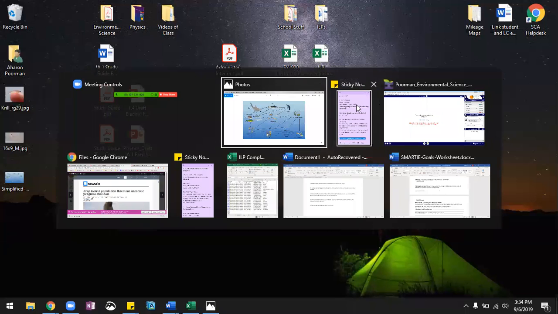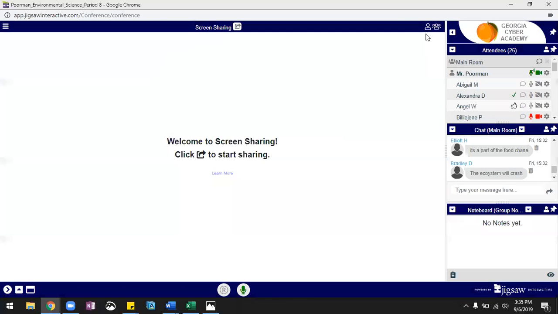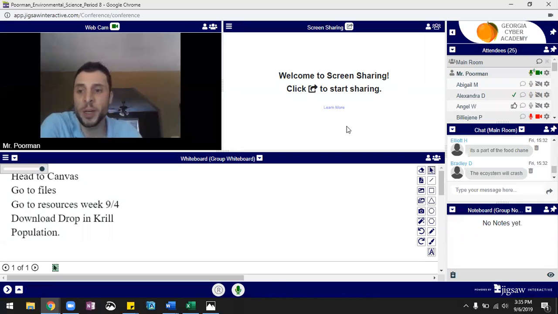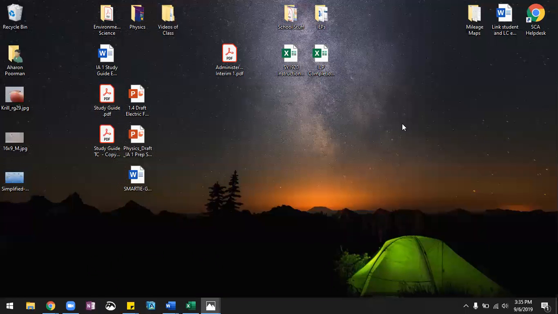I think Elliot said it correctly, right? There's too much competition. And Bradley said the ecosystem will crash because it's all part of this food web, like Elliot was saying. Remember, let's say food web. Food web is a much better description of it as opposed to a chain. Remember, a chain is just one link after another. But in that picture that we saw, it's this whole web, right? It's not just a single link through. Phytoplankton get eaten by two different things, and it just splits off and branches more like a spider's web than an actual chain.